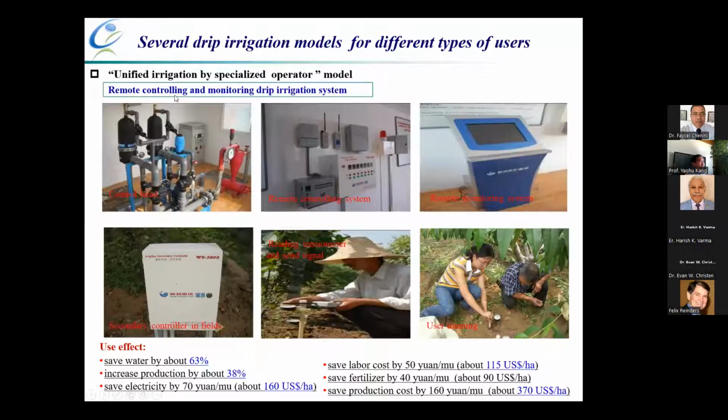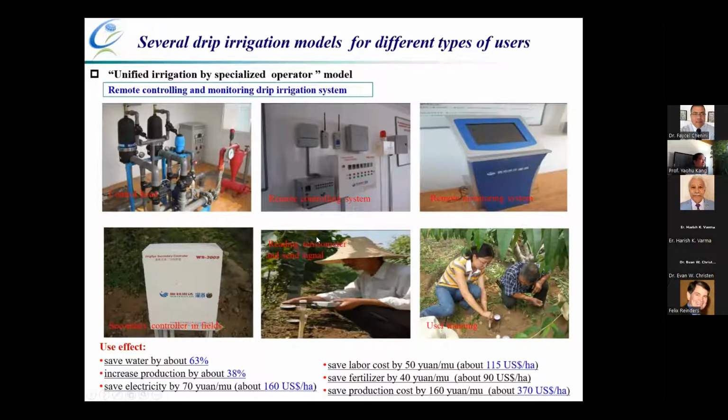Also, this system you see now is very simple. This is a remote controlling and monitoring drip irrigation system. So the farmers read the tensiometer and push the button, send the signal, and the system automatically operates and starts irrigation. Of course, this is about 15 years ago's production. Nowadays, we can use our own phones.